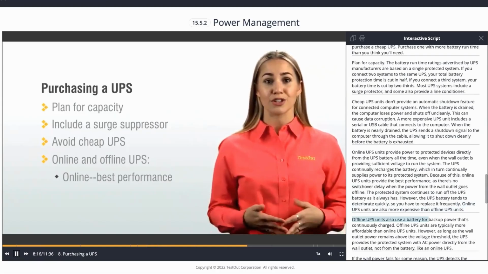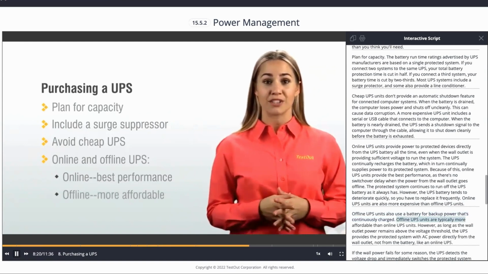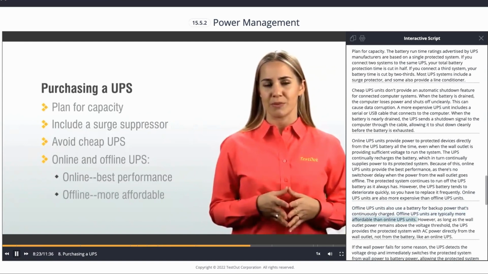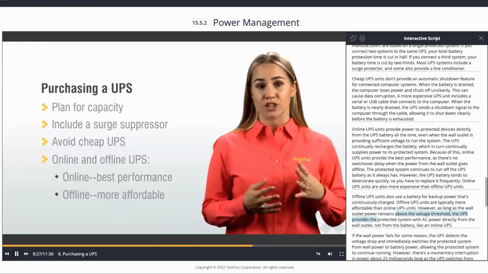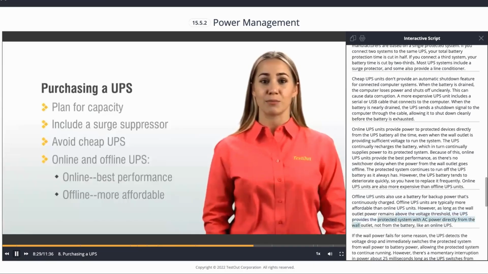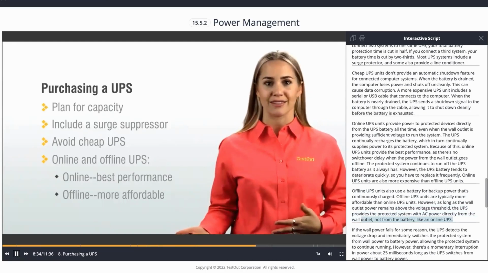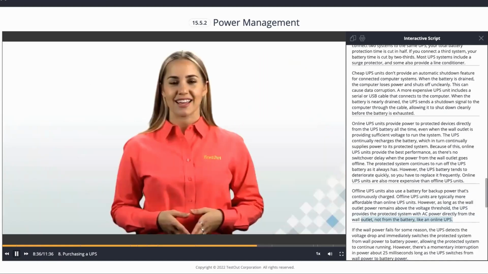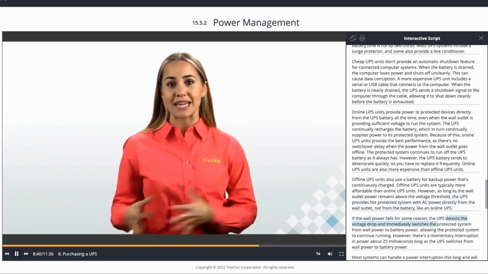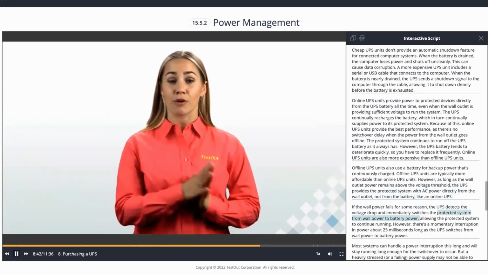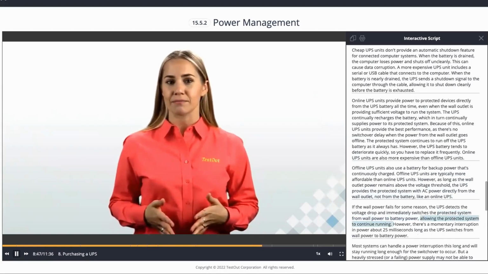Offline UPS units also use a battery for backup power that's continuously charged. Offline UPS units are typically more affordable than online UPS units. However, as long as the wall outlet power remains above the voltage threshold, the UPS provides the protected system with AC power directly from the wall outlet, not from the battery, like an online UPS. If the wall power fails for some reason, the UPS detects the voltage drop and immediately switches the protected system from wall power to battery power, allowing the protected system to continue running.